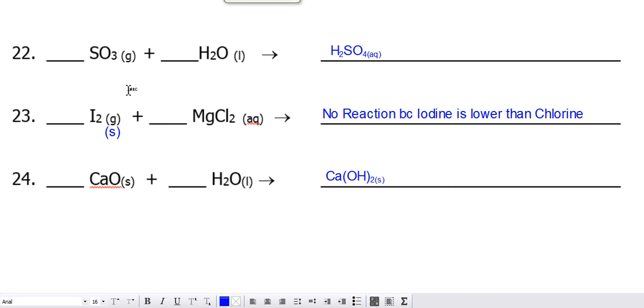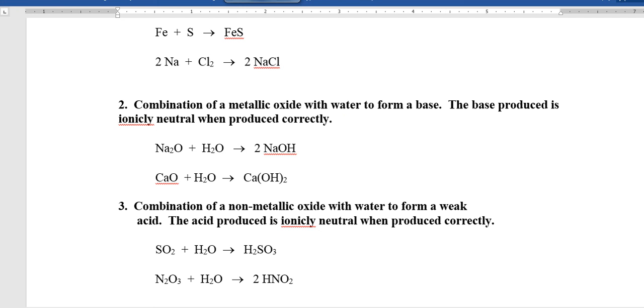If on the test you find yourself with a no reaction, don't be worried. There are a couple of no reactions hiding inside the test. And then the last question, we have a metal with oxygen and water. These both have oxygen in them, so they're some sort of synthesis reaction.